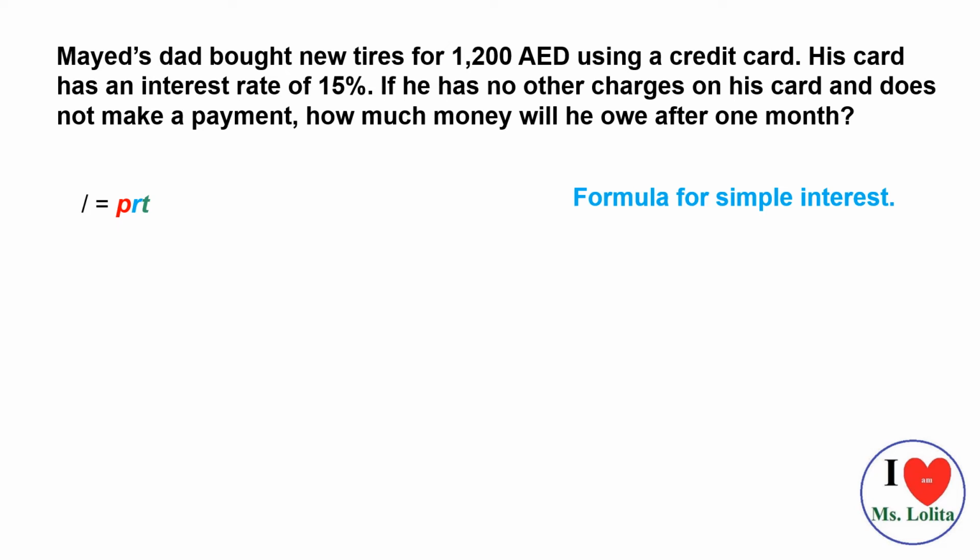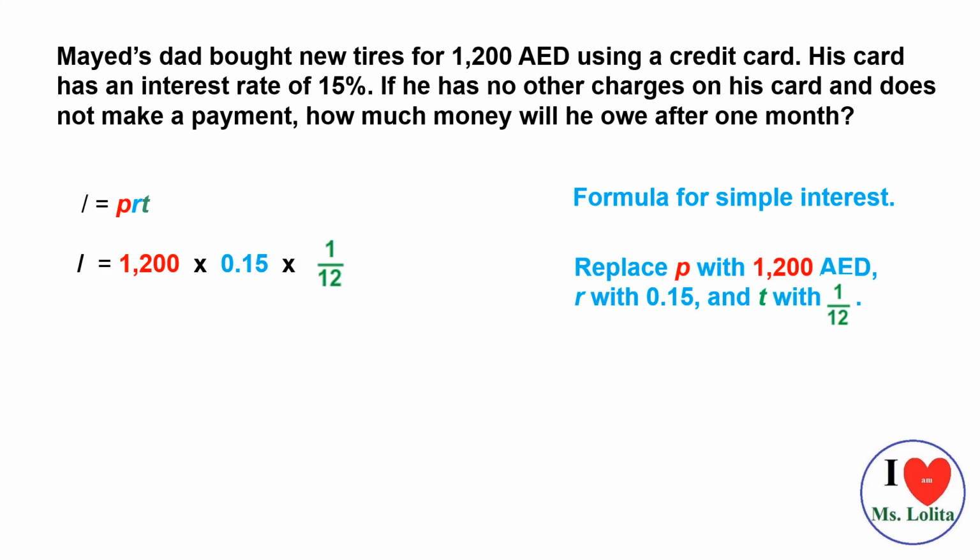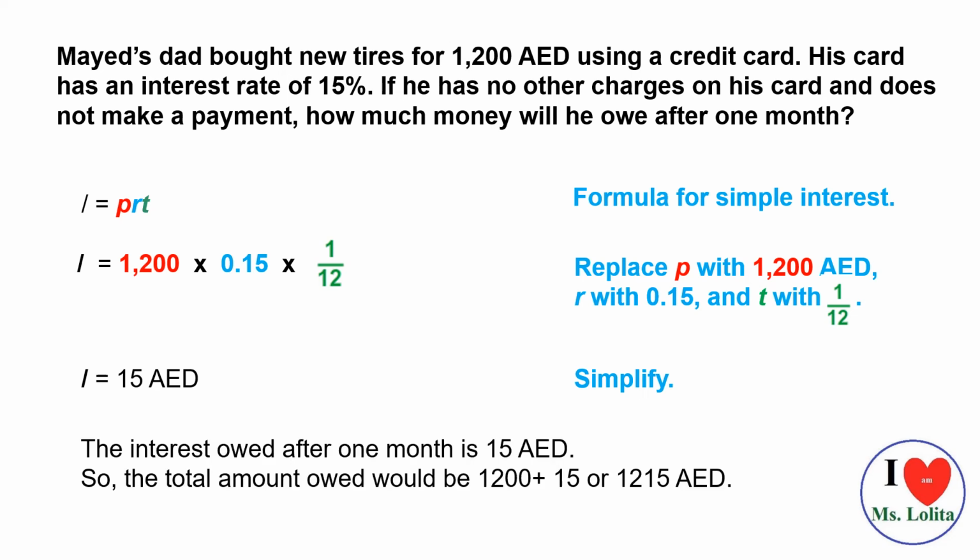Again, we are going to apply the formula for simple interest. I is equal to PRT. So, we're just going to replace the P with 1,200 dirhams, R with 0.15, and T with 1 over 12. Therefore, I is equal to 1,200 times 0.15 times 1 over 12. And to simplify, it will give us 15 dirhams. The interest owed after 1 month is 15 dirhams. So, the total amount owed would be 1,200 plus 15 or 1,215 dirhams. It is easy, right?